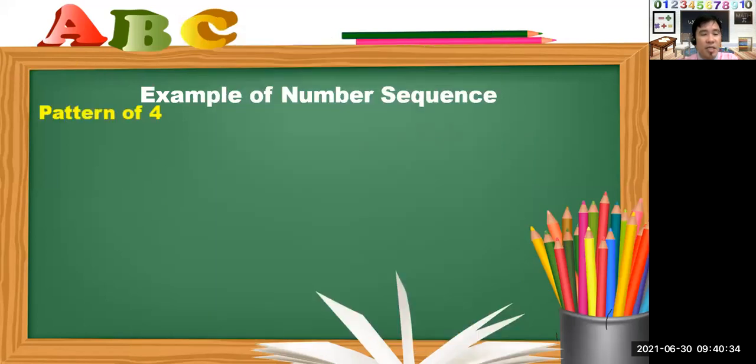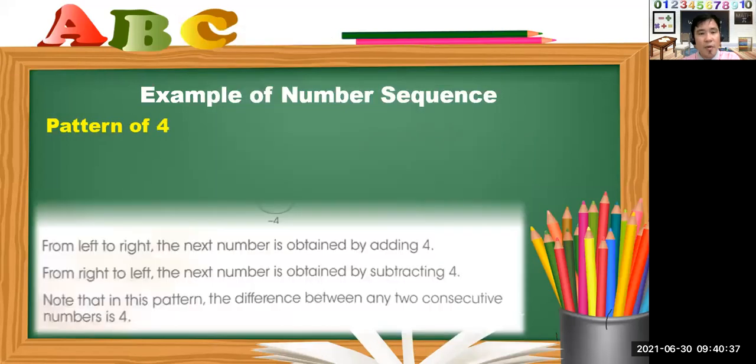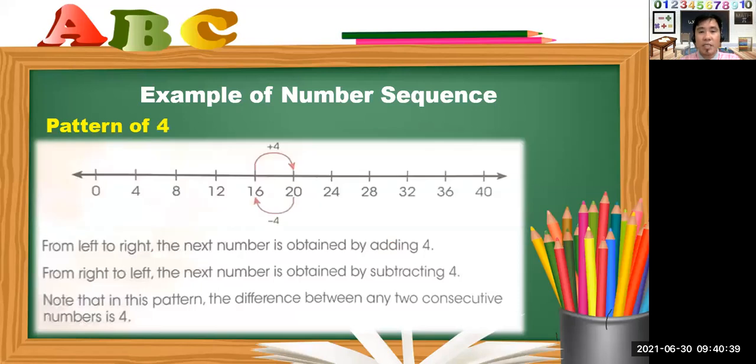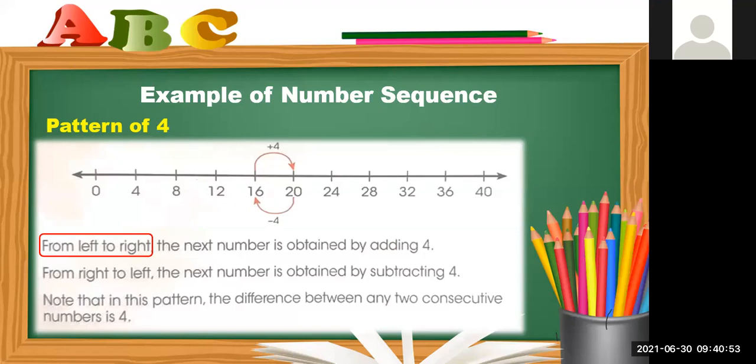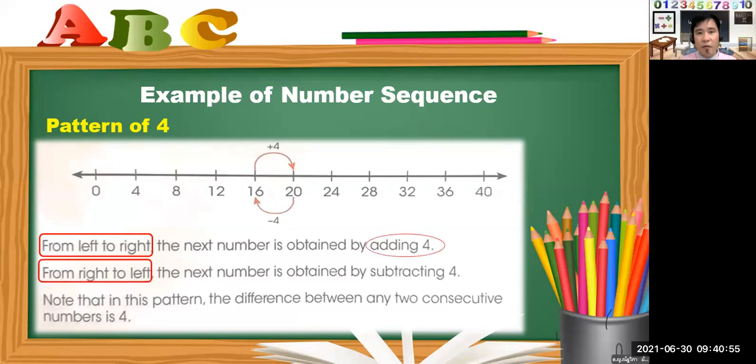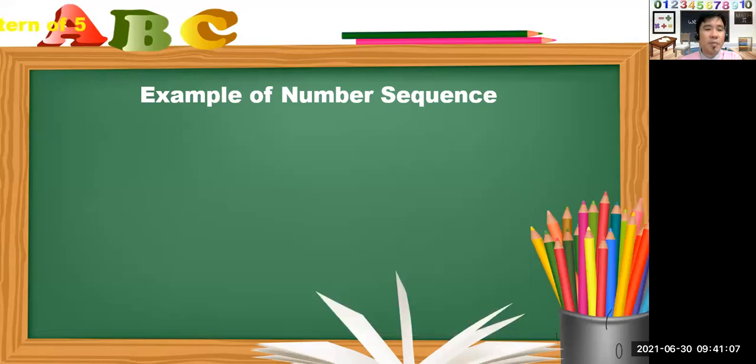The number sequence here is 4. Same with 3, we just add 4, plus 4, plus 4, if the number starts from the left, from left to right. But if the number starts from the right to the left, that is minus. You have to subtract, okay? From left to right, obtained by adding 4. Add means plus. And if the number goes from right to left, that means minus, subtracting, okay? Next, the number sequence is the pattern of 5.